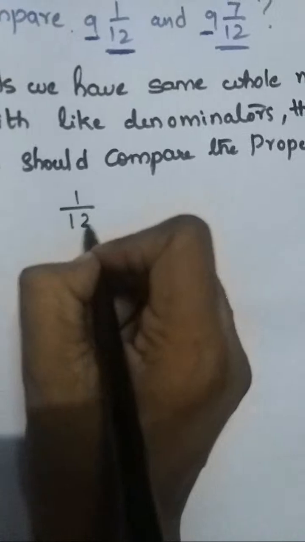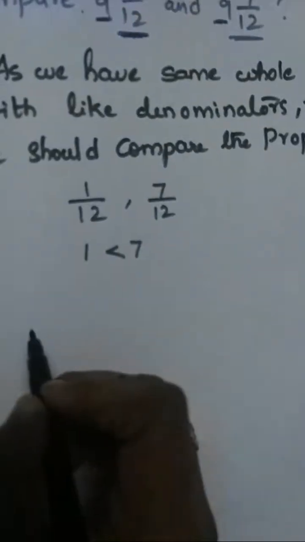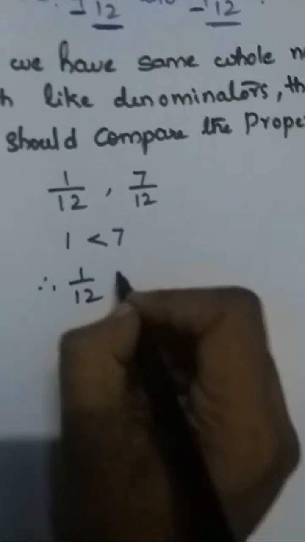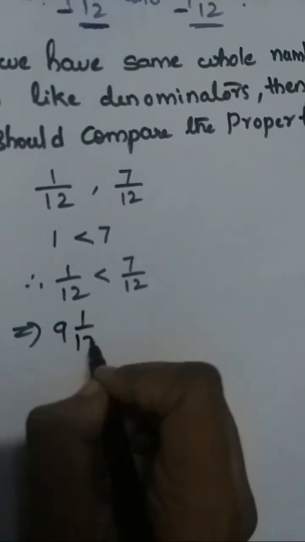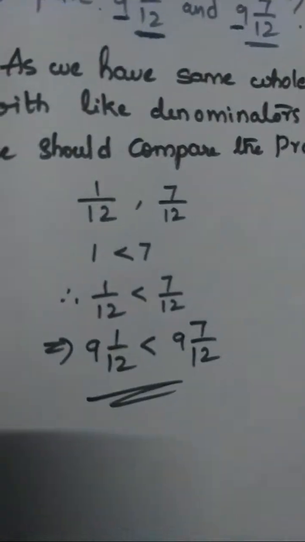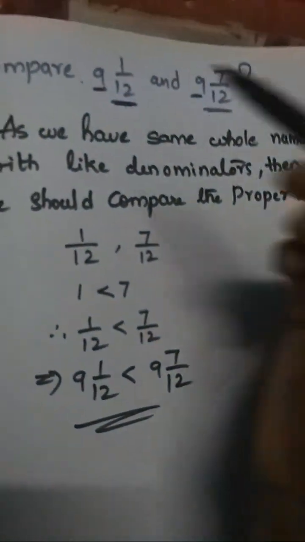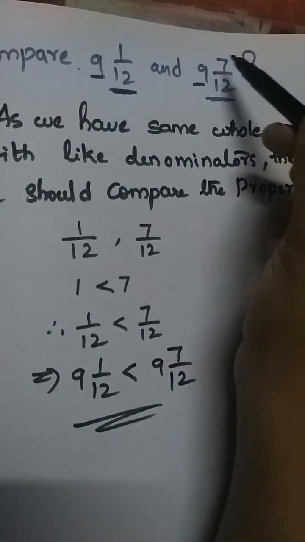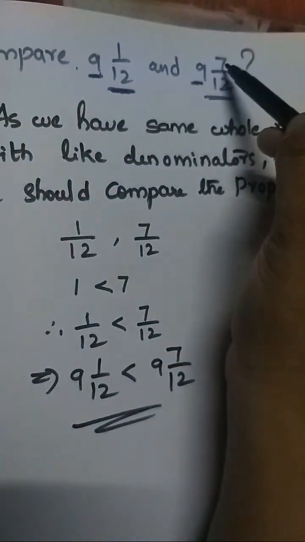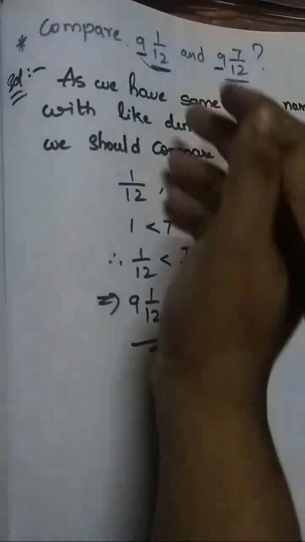The fractions are 1/12 and 7/12. In this, 1 is less than 7, therefore 1/12 is less than 7/12. This implies the total value 9 1/12 is less than 9 7/12. Like this we compare like denominators with the whole numbers also the same. So we compare the fractional part. 1 is less than 7, so this total is less than this one. Easily we can say if you have a problem like this.